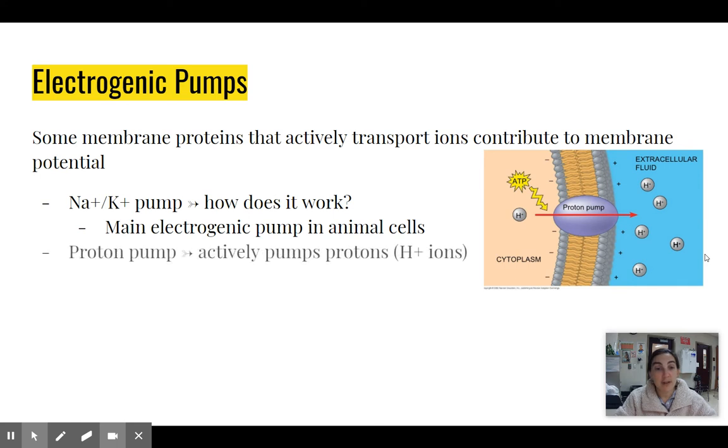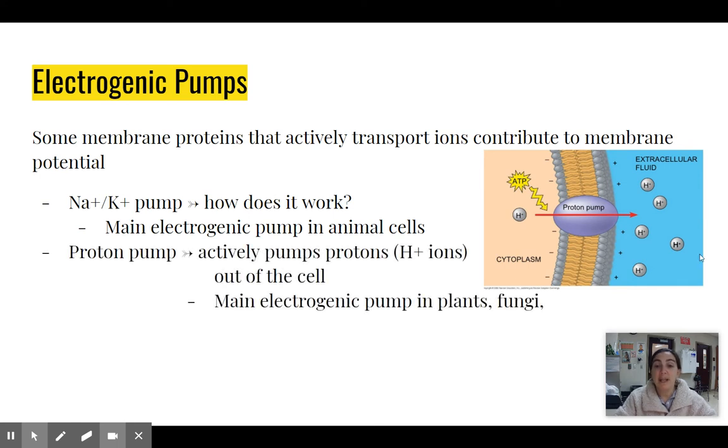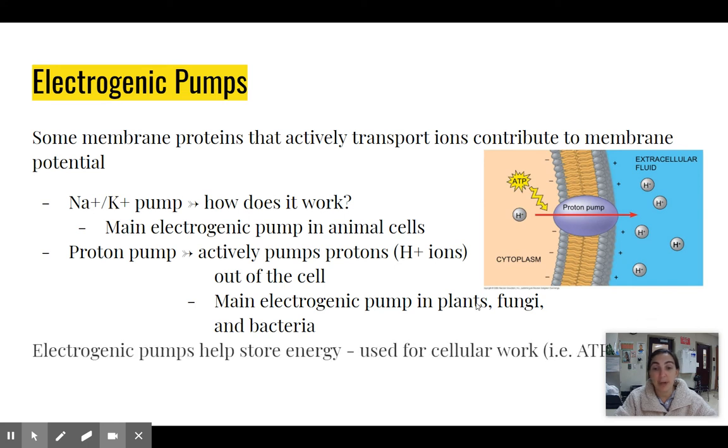There are others. There's a proton pump that is very commonly found in plants and fungi and bacteria. And it's just what it sounds like. It pumps protons out of the cell, but it has the same kind of effect. It creates a more positively charged environment outside the cell and keeps the inside of the cell more negative. So you still have that stored energy, that potential across the membrane.